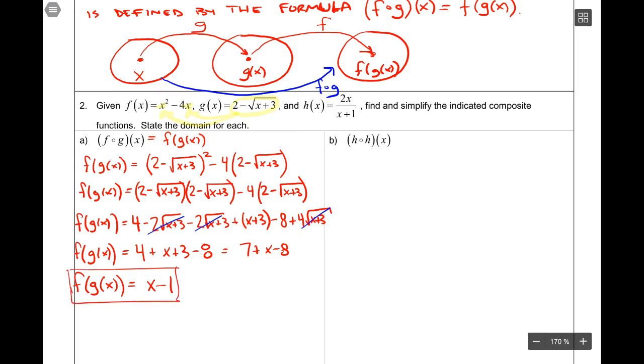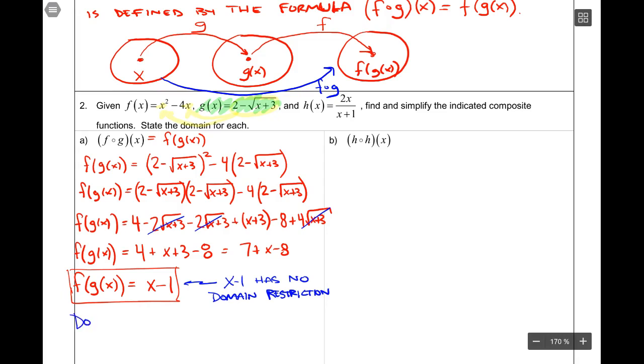Let's talk about the domain. As written, x minus 1 has no domain restriction, and you're tempted to just say the domain is all real numbers. But we have to remember what went into f of g of x. We have to go back and look at the domain for g of x, because that was the input to f. f has no domain restrictions because it's a polynomial, but g of x is a square root function. So we have to make sure that for our domain we consider any domain restrictions in the original.